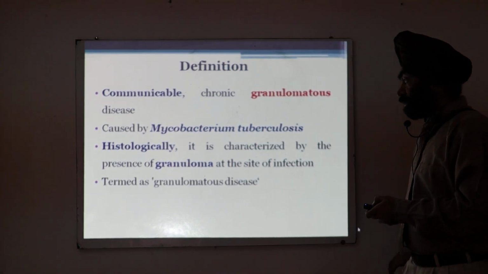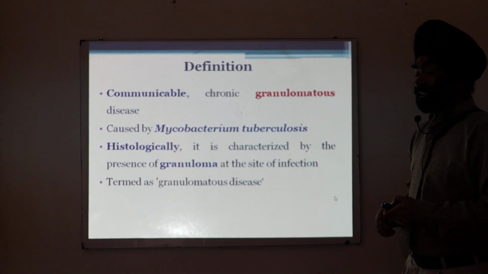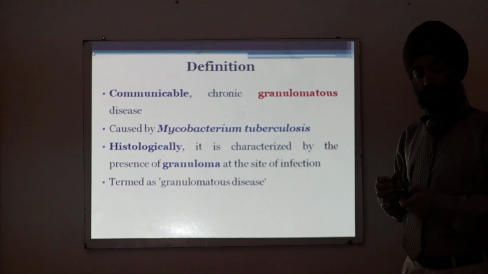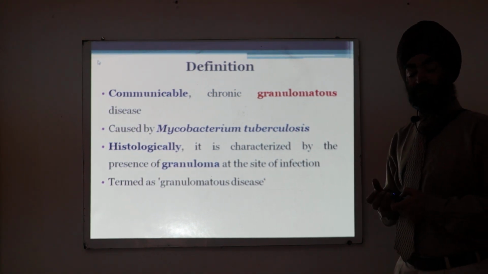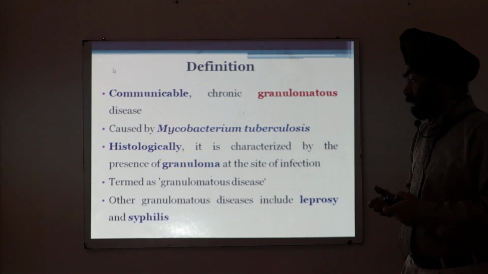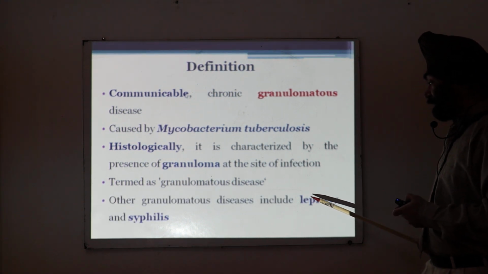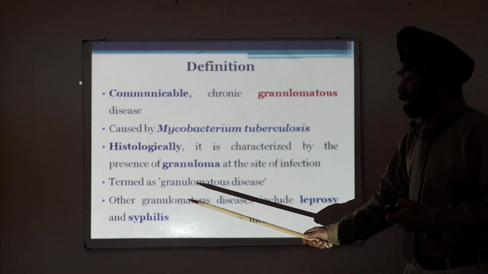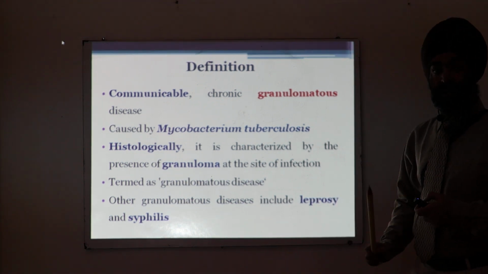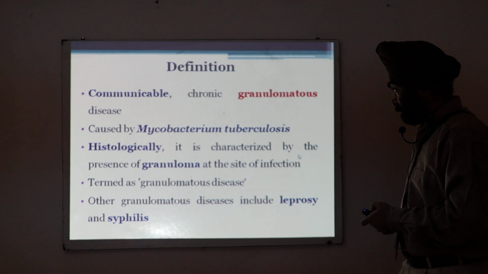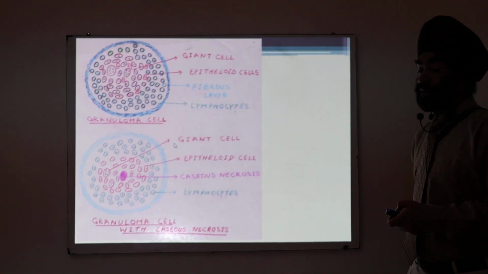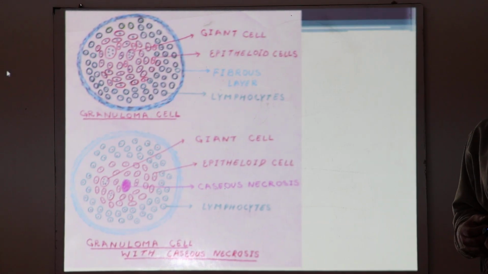Because of the presence of granuloma, it is called a granulomatous disease. Is tuberculosis the only disease in which there is a granuloma? No, there are some other diseases, like leprosy and syphilis, in which there is also a granuloma. So more about the granuloma, what we mean by this term.